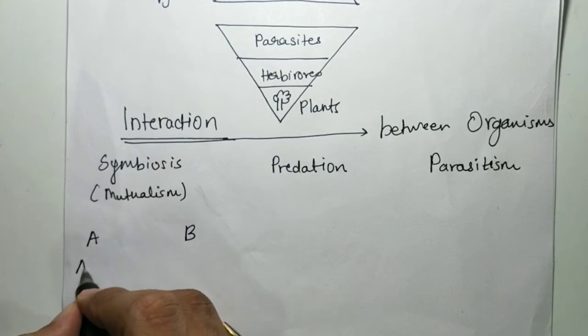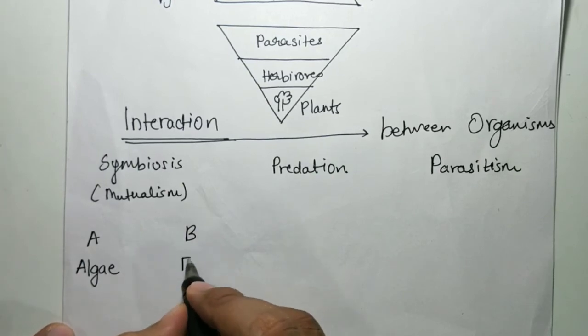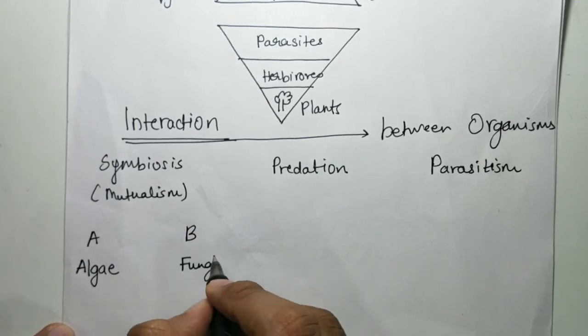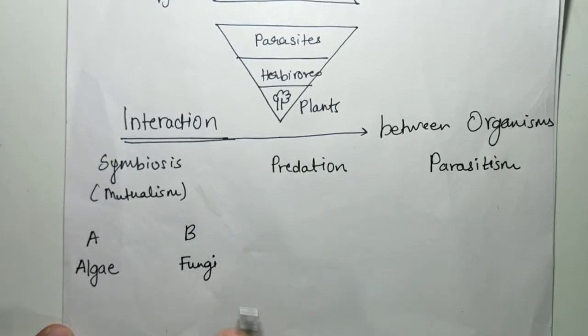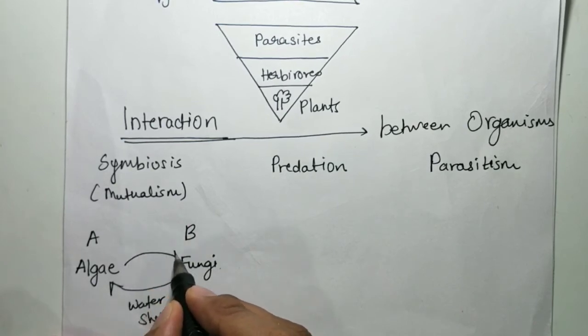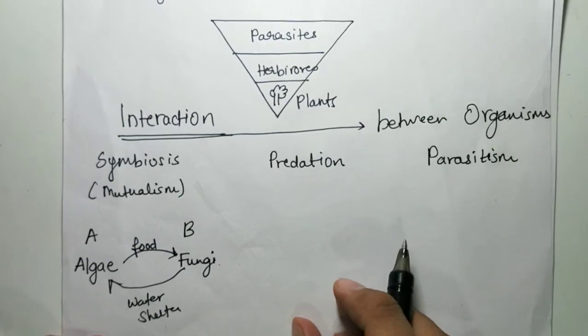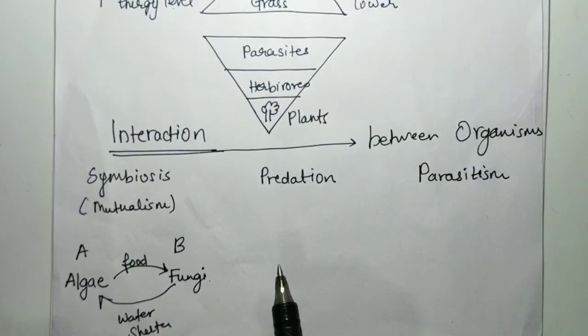An example could be algae and fungi. Algae and fungi both interact with each other. The fungi provides water or shelter to the algae, and the algae provides food to the fungi. So they both are benefiting in this interaction.